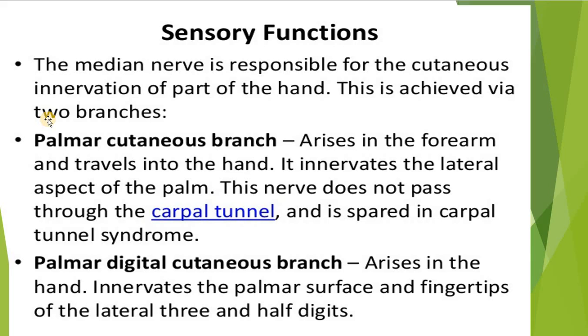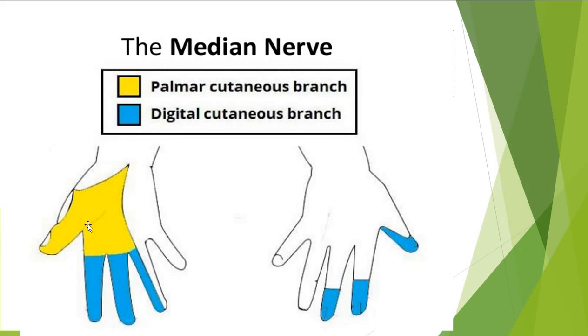So the sensation to the lateral aspect of the palm is spared when there is carpal tunnel syndrome. The palmar digital cutaneous branch arises in the hand and innervates the palmar surface of the fingertips and the lateral three and a half digits. As you can see, the palmar cutaneous branch supplies this yellow part and the digital cutaneous branch supplies this blue part.